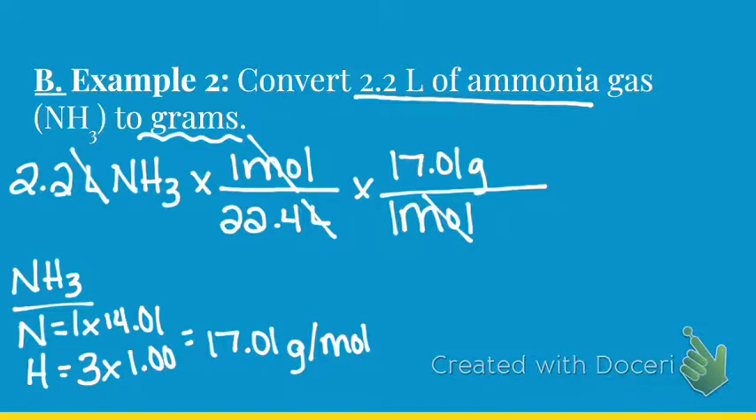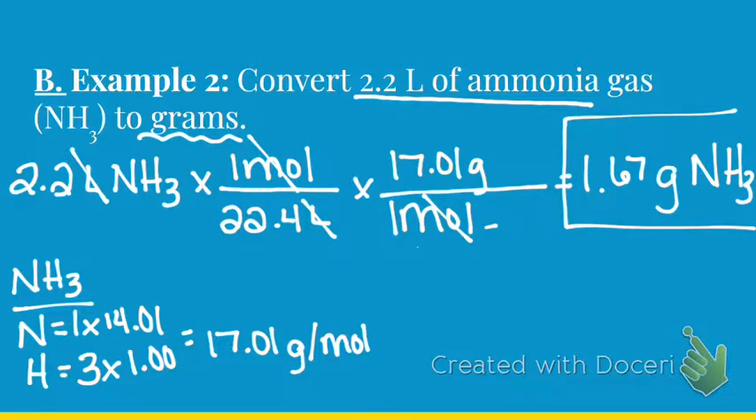So this step, because we went from liters to grams, required 2 steps, versus if you only convert something to a mole or go from mole to something else, that's always done in 1 step. So you can take 2.2 divided by 22.4 times 17.01, or you can take 2.2 times 17.01, then divide by 22.4. When you solve, you get an answer of 1.67 grams, and this is ammonia.